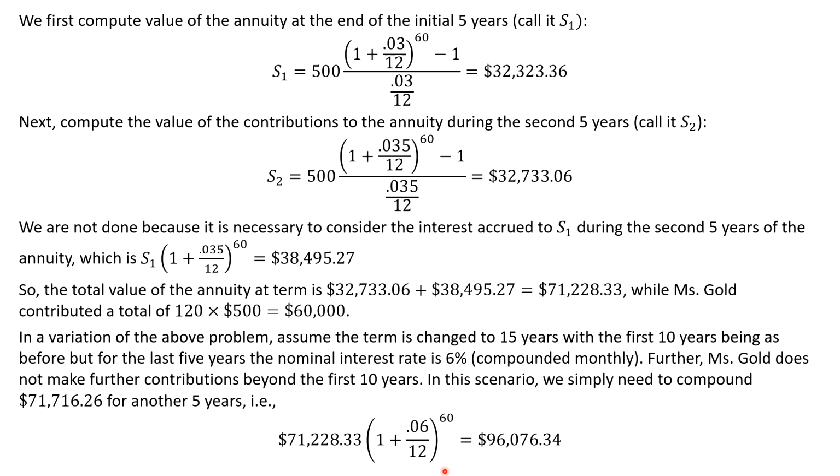So without even adding any money, just working off of interest, you again use the simple compound interest formula on our $71,228.33, and it grows to $96,076.34.